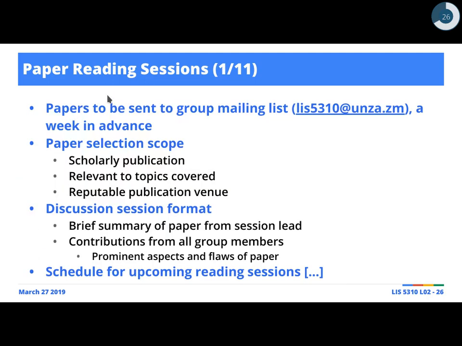Right, so, in terms of the scoping of how we're going to select these papers, what we're saying is it has to be a scholarly publication, right? Meaning that it has to be peer reviewed, right? And preferably in a reputable publication venue, right? By reputable, no predatory journals, please. It's a serious thing, right?